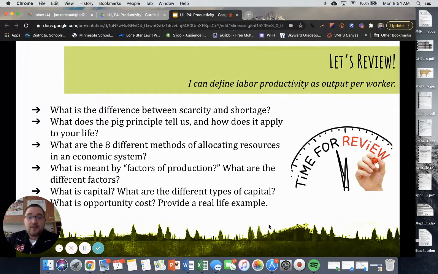What are the 8 different methods of allocating resources in an economic system? What is meant by factors of production and what are the different factors? What is capital? What are the different types of capital? And what is opportunity cost? Provide a real life example.